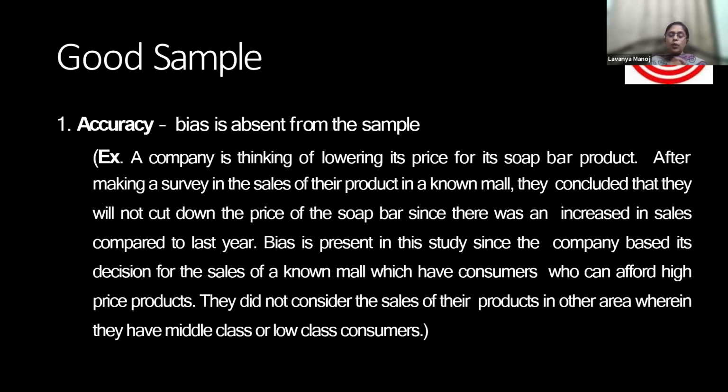So the target they have chosen is only that mall, but their products are not sold only in that mall. Their product is sold in almost every mall or every outlet in the city, and other than that, their product is sold online as well. So without considering all these factors, they have chosen only that particular mall for conducting the research. So how can accuracy be achieved?